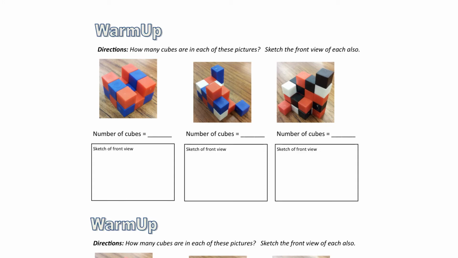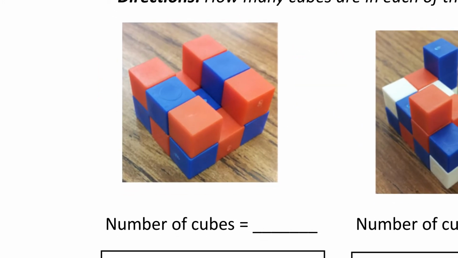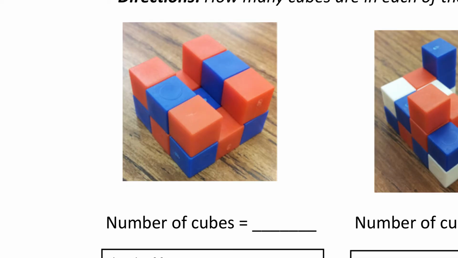Okay, so on this one, how many cubes are there? 15, because there's 9 on the bottom down here. There's 1, 2, 3, 4, 5, 6, 7, 8, 9 on the bottom row, and then there's 10, 11, 12, 13, 14, 15 total cubes on there.